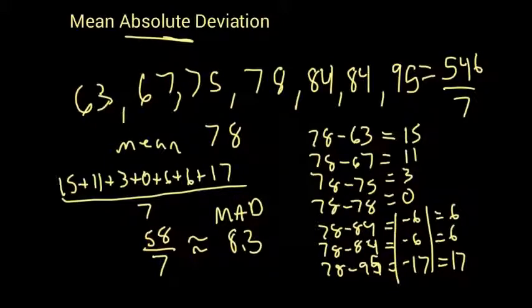So find the mean, subtract it, find the absolute value, and then find the mean of all the differences you found.